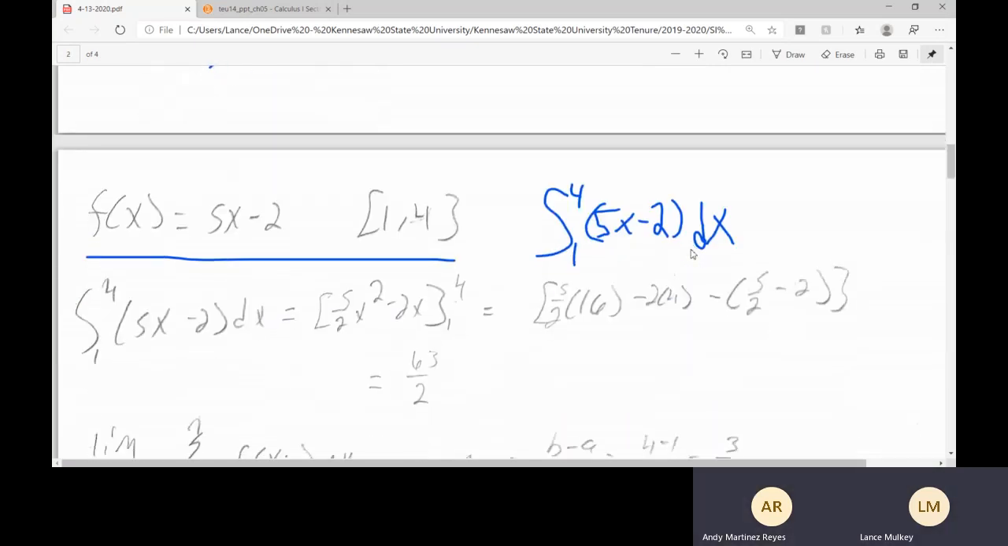All right, did you get the antiderivative? Yeah, 31. The antiderivative is 2.5x squared minus 2x, but is it 31 1/2 or 31.5? Yeah, that's 63/2. Okay.